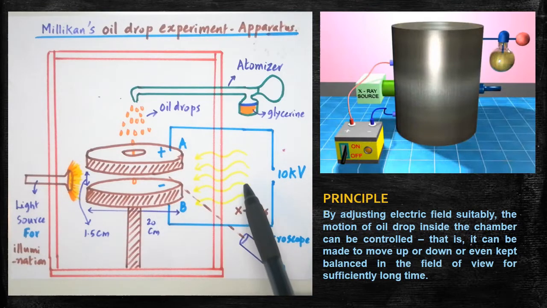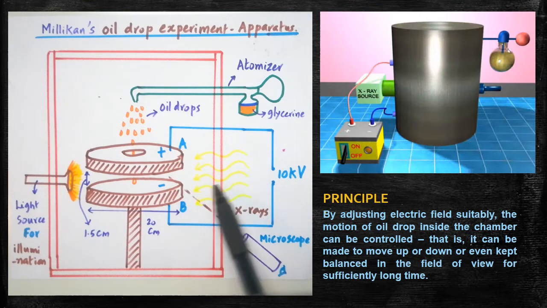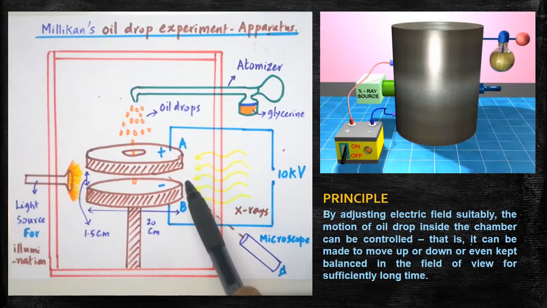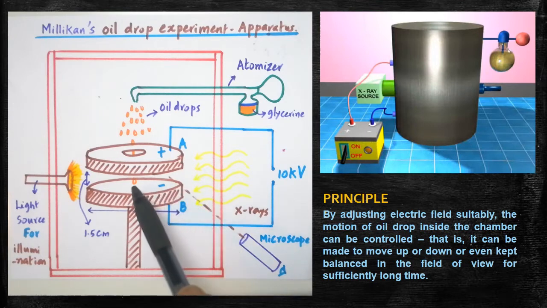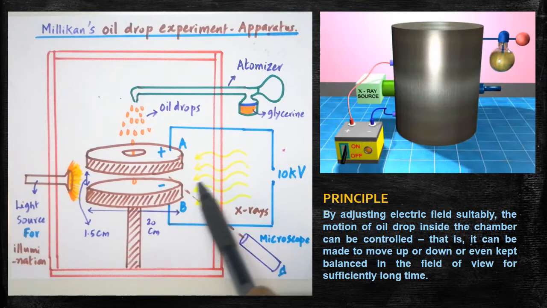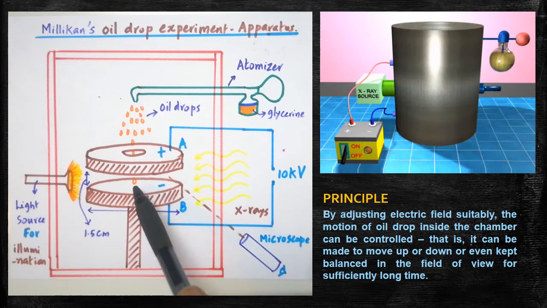With the help of X-rays, the fluorescent colored lines show the passage of the X-rays. When X-rays are allowed to pass through the chamber, the air is ionized. Due to ionization, a few electrons are ejected from the atoms, and the ejected electrons stick on the oil drop. So the oil drop and electron combination forms a charged oil drop. Therefore the oil drop acquires a negative charge.